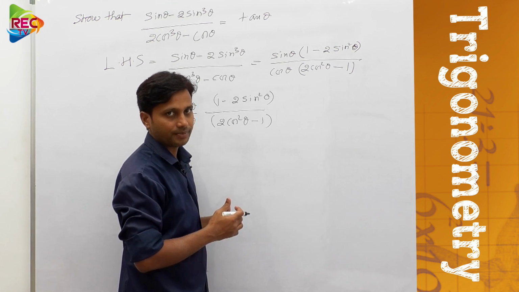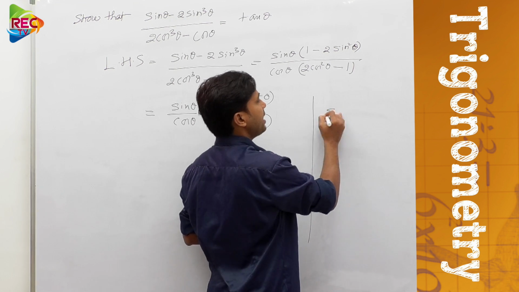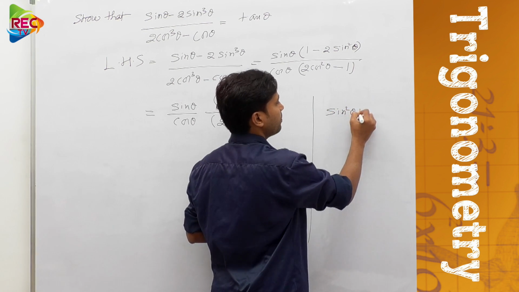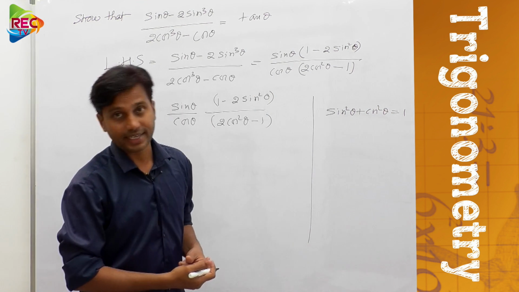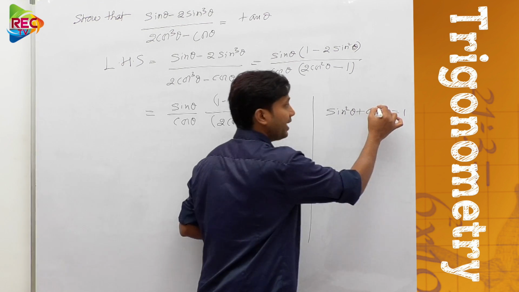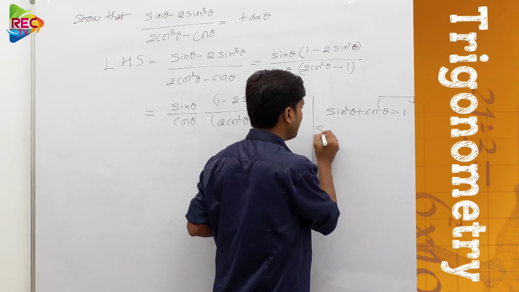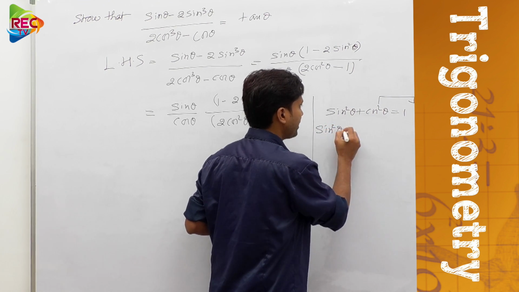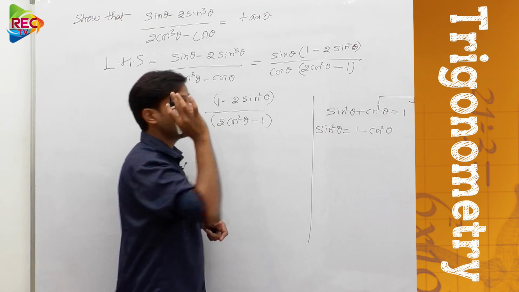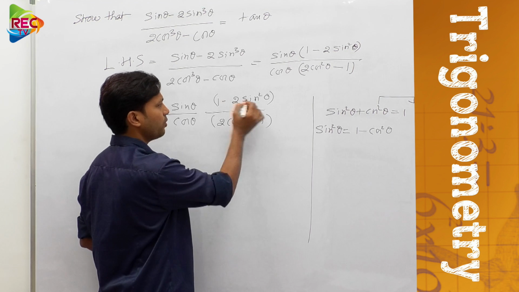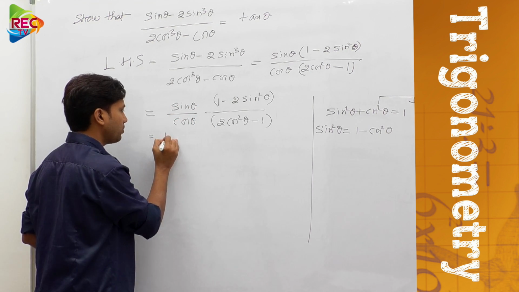Now 1 minus 2 sin square theta is here, and 2 cos square theta minus 1 is existing over here. Simple. Again consider sin square theta plus cos square theta equals 1, which is the basic trigonometric identity. If you take this cos square theta to the other side, the sign changes and you get sin square theta equal to 1 minus cos square theta. Just put this result over here.